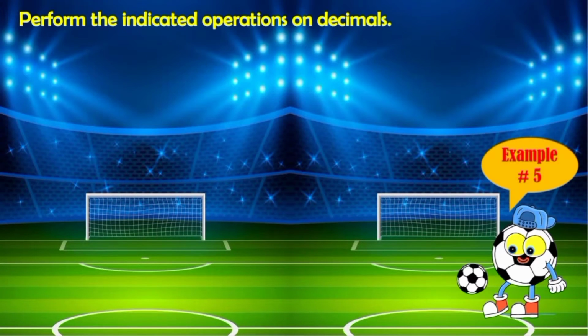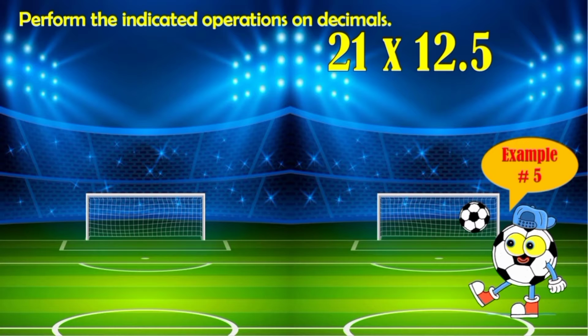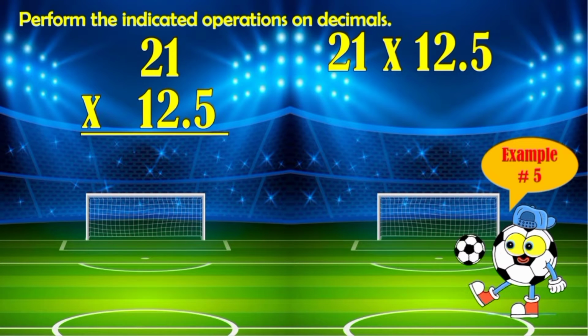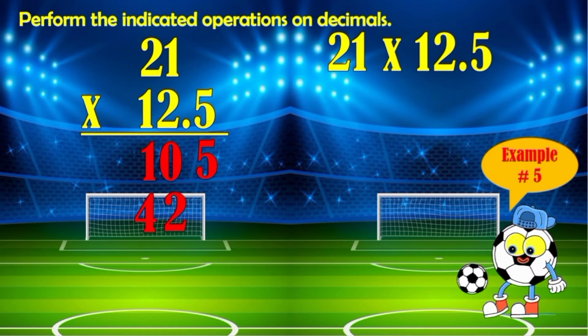For example number 5, we have multiplication of decimals. 21 times 12.5. In this case, you do not need to align the decimal point. Now let's multiply each term of the multiplier. 5 times 1 is 5. Now 5 times 2 is 10. Now let's proceed to the second term. 2 times 1 is 2. 2 times 2 is 4. Now let's proceed to the last term. 1 times 1 is 1. 1 times 2 is 2.